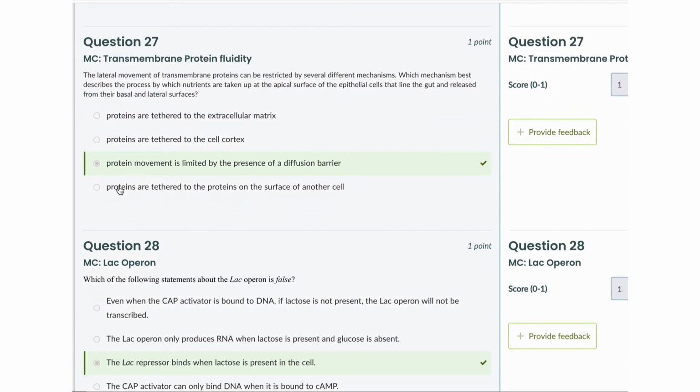Again, membrane fluidity. The lateral movement of transmembrane proteins can be restricted by several different mechanisms. Which mechanism best describes a process by which nutrients are taken up at the apical surface of the epithelial cells that line the gut, released from the basal and lateral surfaces? We have proteins that import glucose into the cell on their apical surface, which are not found on the basal or lateral surfaces. And so those proteins' movement is limited by the presence of a diffusion barrier, as depicted in the image several questions earlier.